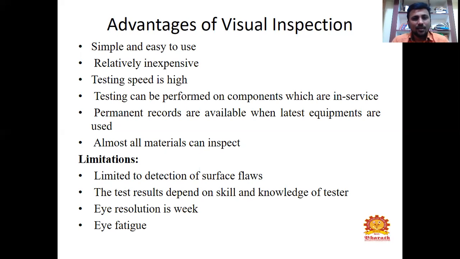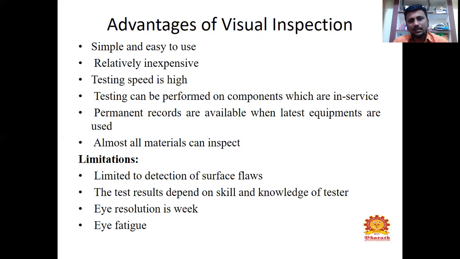Permanent records are available when the latest equipment is used. Then almost all materials can be inspected. We cannot say that only this type of metal we can check and this type we cannot check. It's not like this. In the visual inspection method, we can check any type of material, whether aided or unaided.